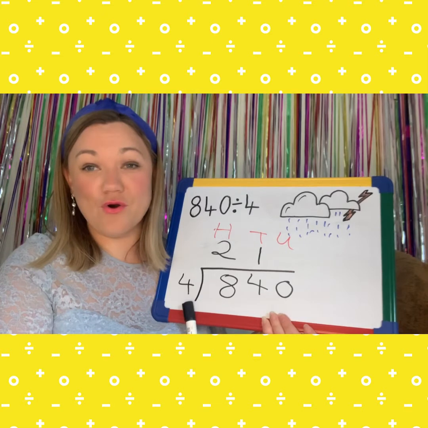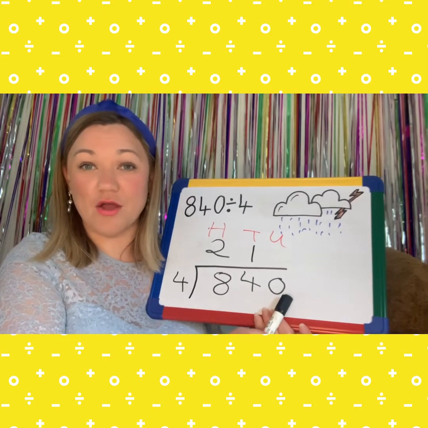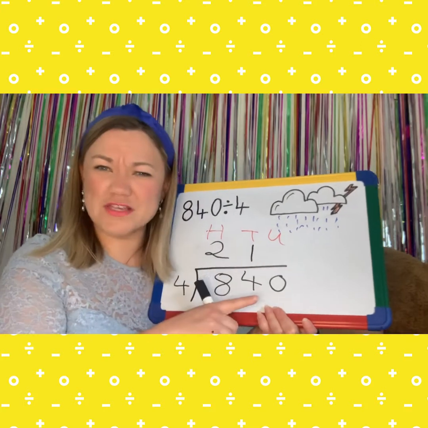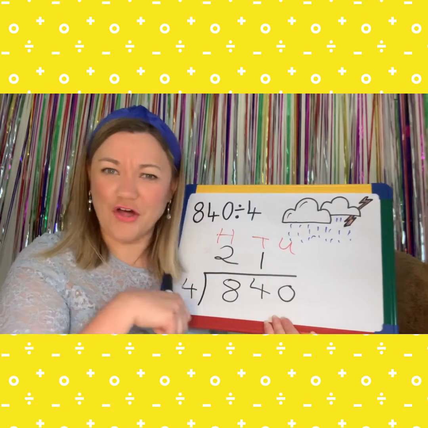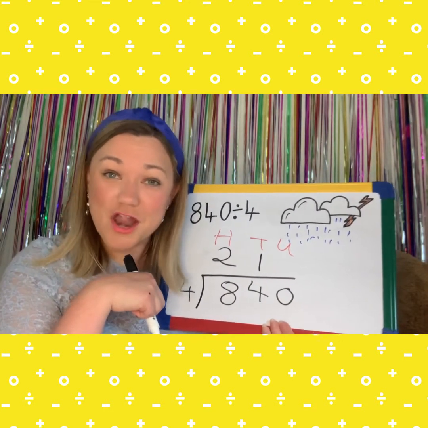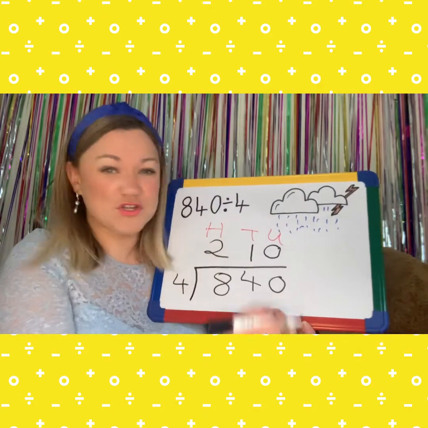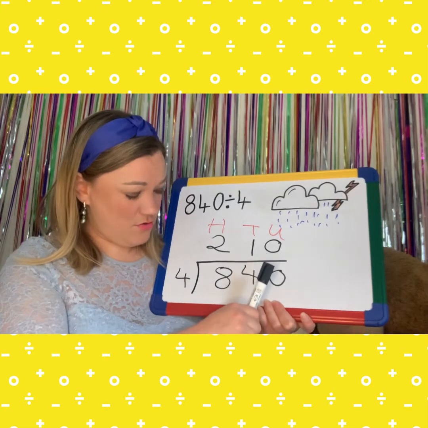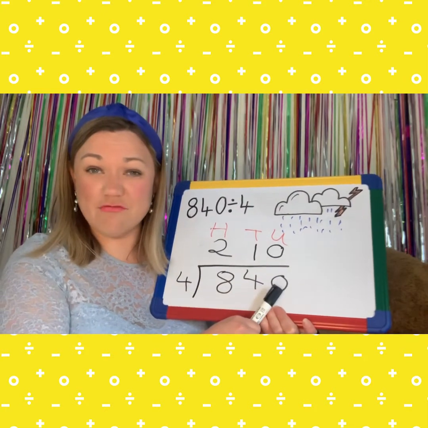How many 4s are there in 0? Bit of a trick question, is it? Are there any 4s in 0? No, there's not. So I just put 0. 0 times 4 is 0.